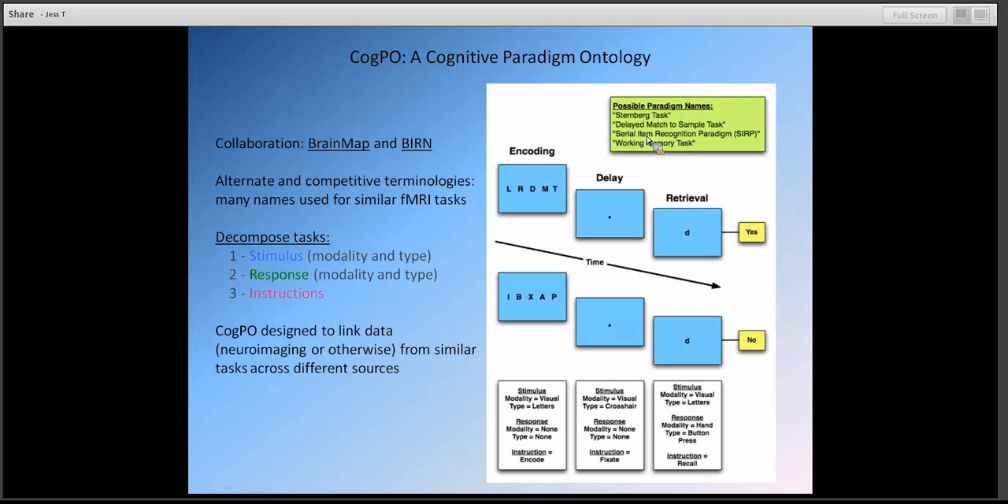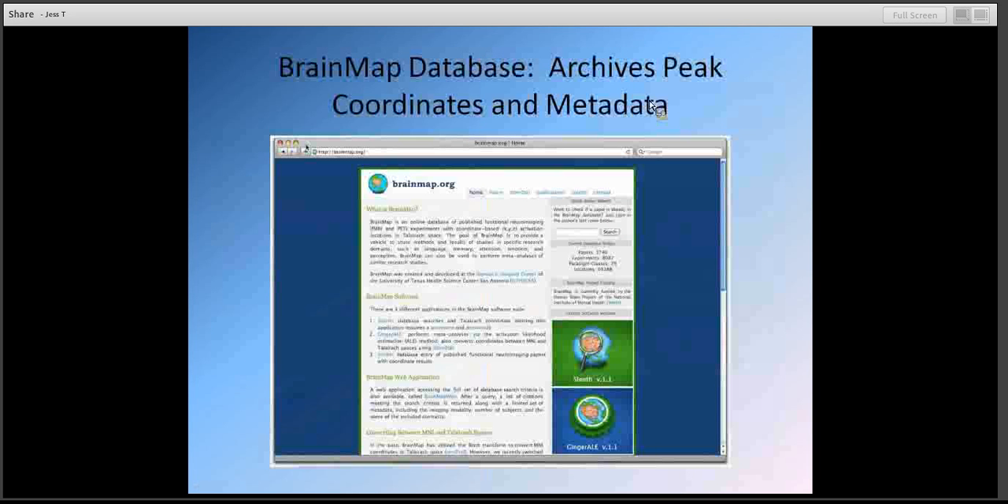In the literature, what CogPO is trying to do is to facilitate identifying when you've actually got the same task, or you're trying to do the same thing. Now, the BrainMap database is really a database intended to deal with results, as opposed to other databases which are really dealing with the data.